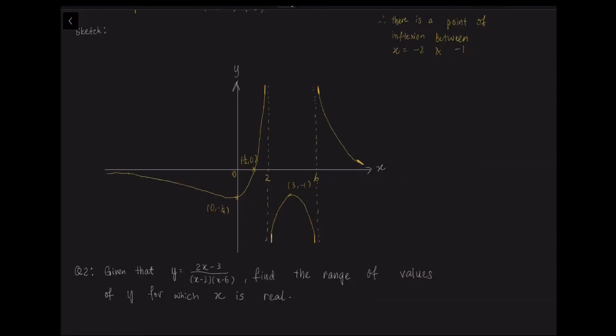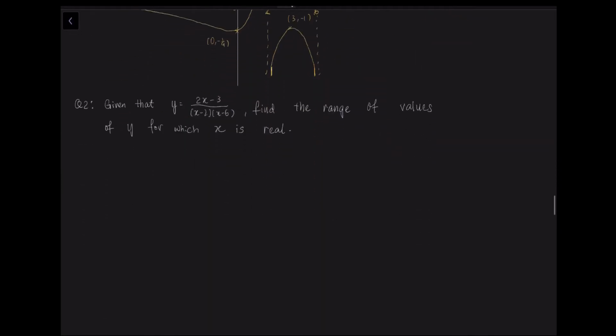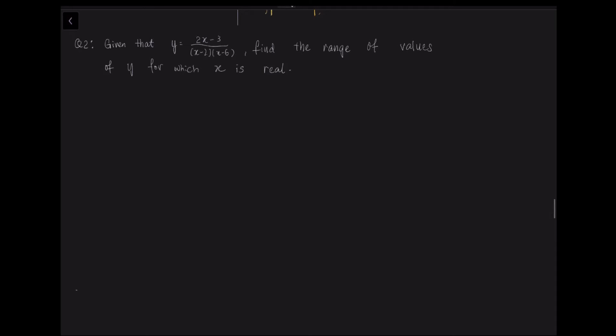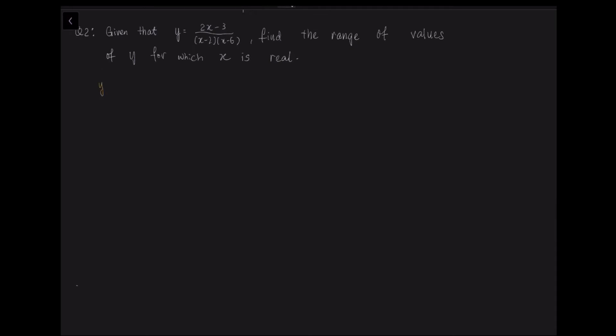Okay, very nice. Let's move on to the second question. So we need to find the range of values of y for which x is real for this equation. Okay, we will rewrite this equation first. y equals 2x minus 3 over x squared minus 8x plus 12.